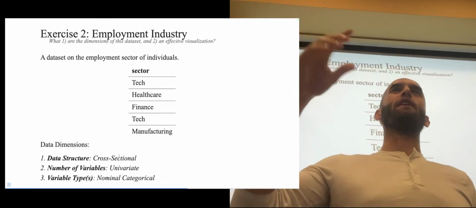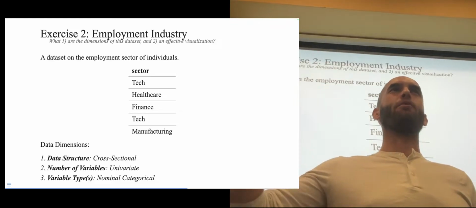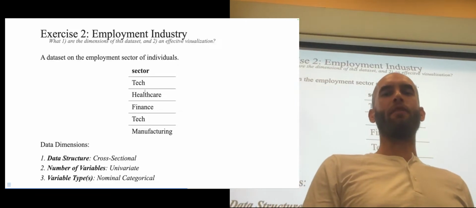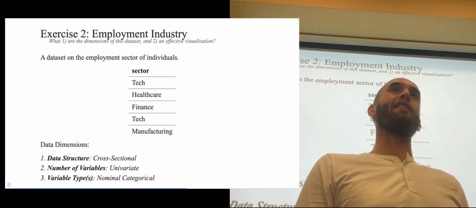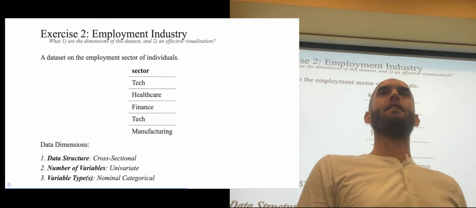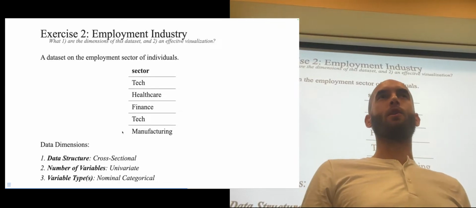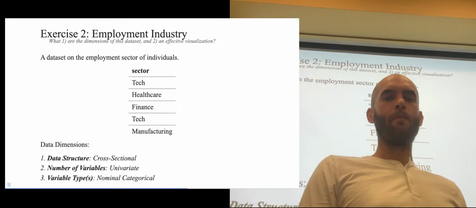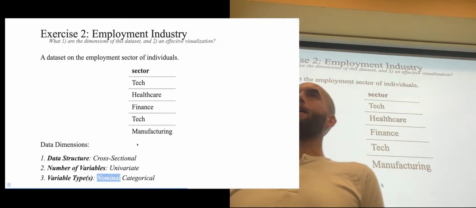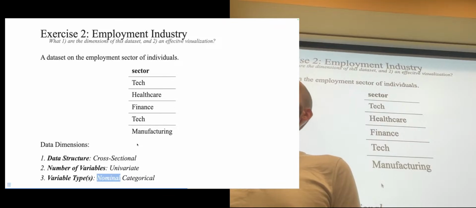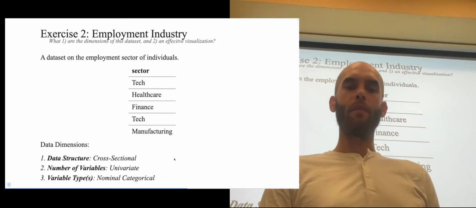There's not a lot of information here, but we're not told that there's a repeating entity through time. And it definitely doesn't look like time series. So it's cross-sectional, and it's univariate. This case is easier than the last one. We don't have to discard ID, but even if there was an ID, we would still call this univariate. And then the variable type is nominal. It's definitely categorical, and it's nominal because there are more than 2 categories, and there's no inherent order. Okay, any questions here?